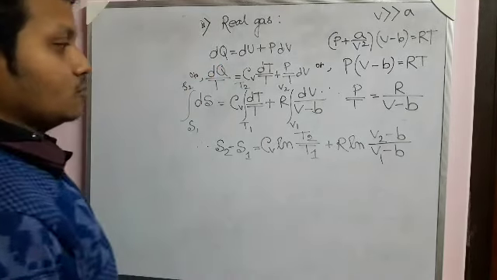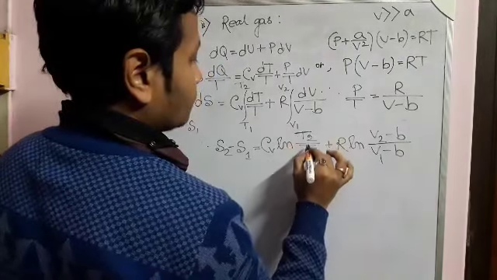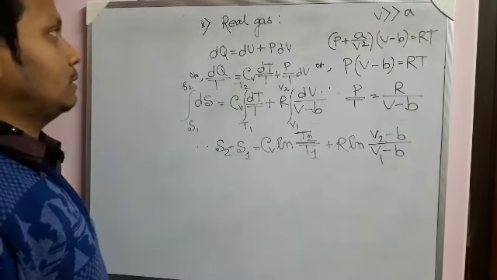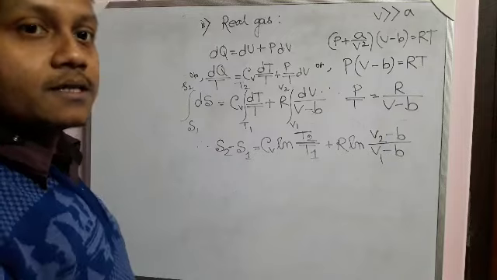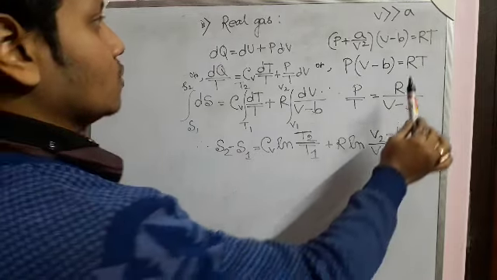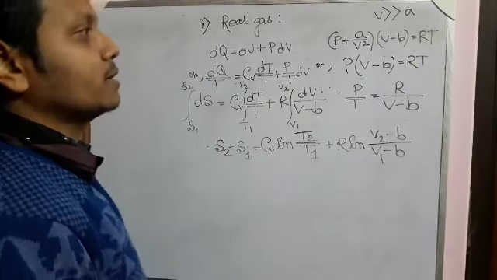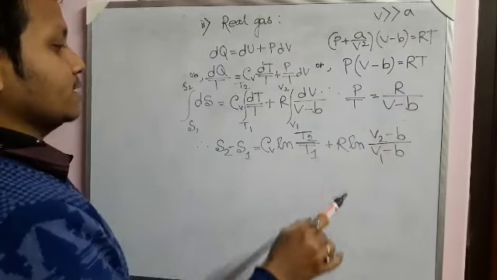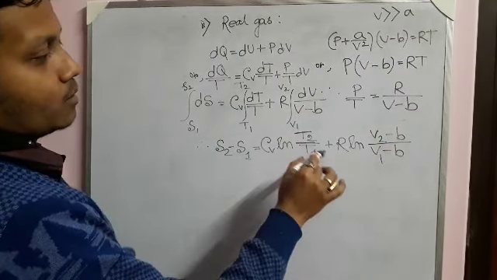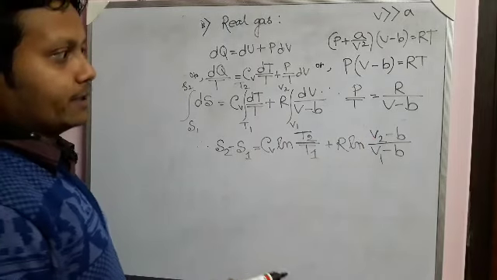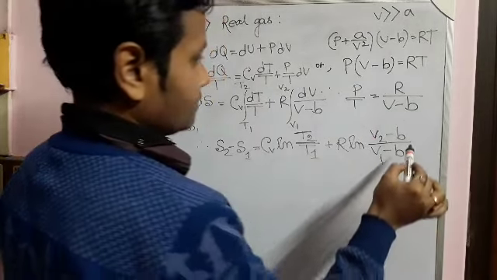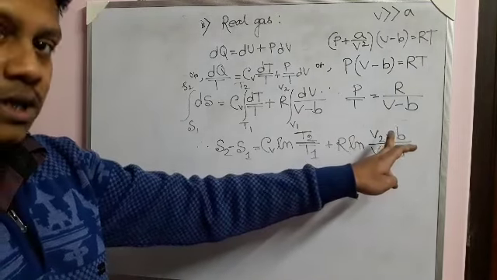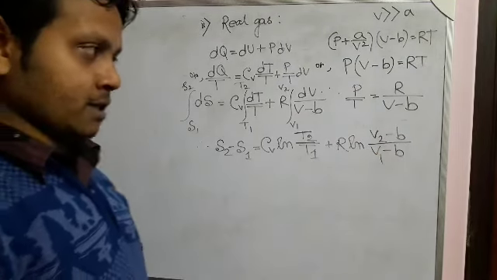So this is the simple expression for change in entropy for a real gas. Here we use the van der Waals equation, and by neglecting the V square term we simplify and get this result: Cv ln T2 by T1 plus R ln V2 minus B by V1 minus B. Since the B term is involved here, that means this equation is valid for real gas only.